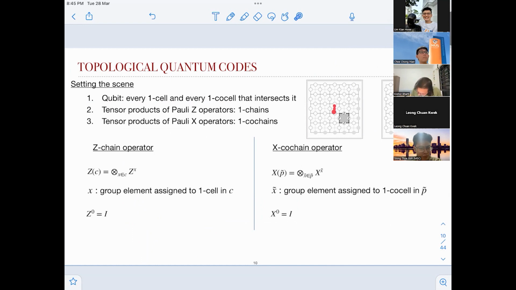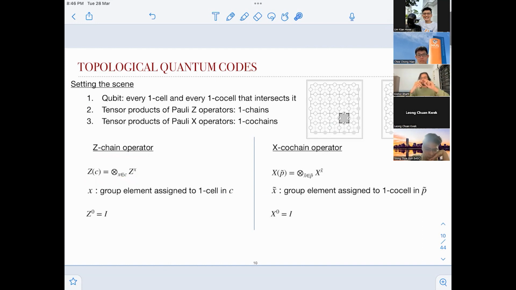You can see the dashed lines are the dual lattice and the solid ones are the lattice, and wherever they intersect, we have a qubit. So there is a qubit here. The tensor product of Pauli Z operators we represent by a 1 chain, and the tensor product of Pauli X operators we represent by a 1 co-chain. A Z chain operator we write as the tensor product of Z to the power x, where x is in C, and x can be 1 or 0.